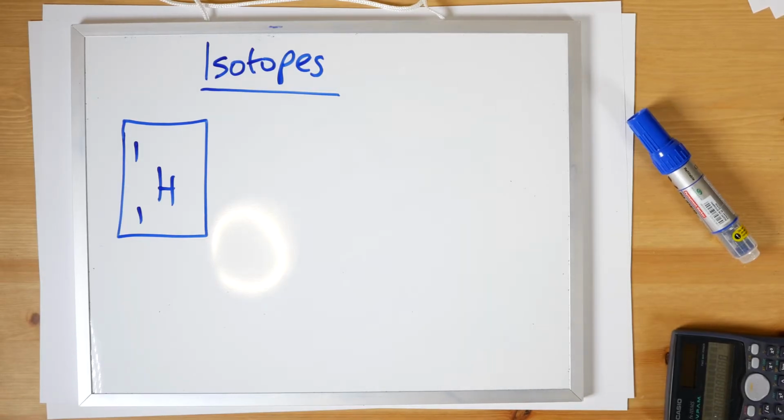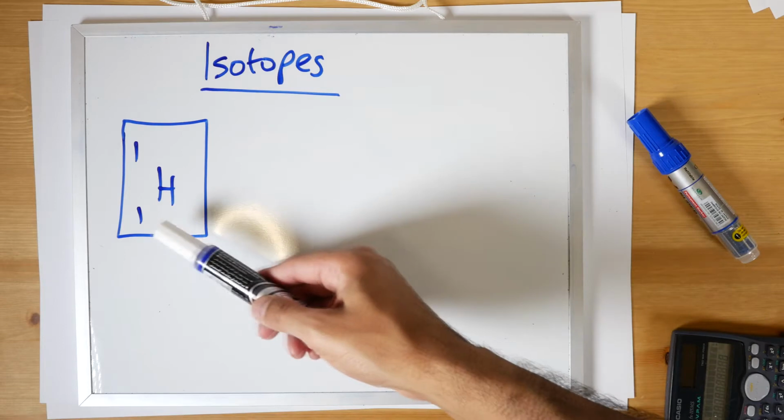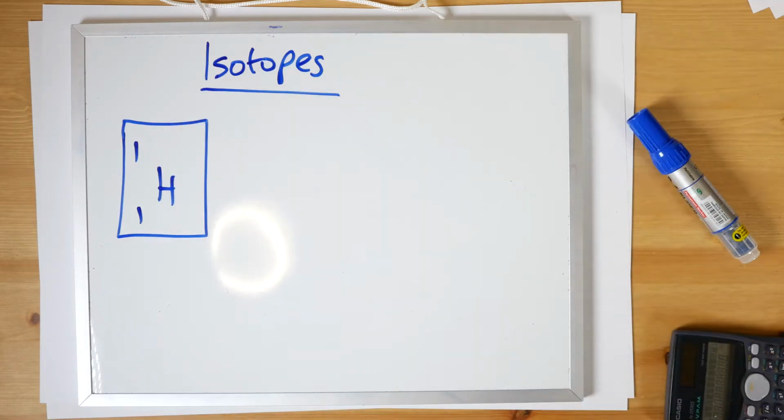Today we're going to be looking at isotopes. Now, quite simply, an isotope is an atom of an element with different numbers of neutrons. So let's have a look at this example. I've just taken hydrogen from the periodic table. We've got two numbers. You've got a proton number and a mass number.